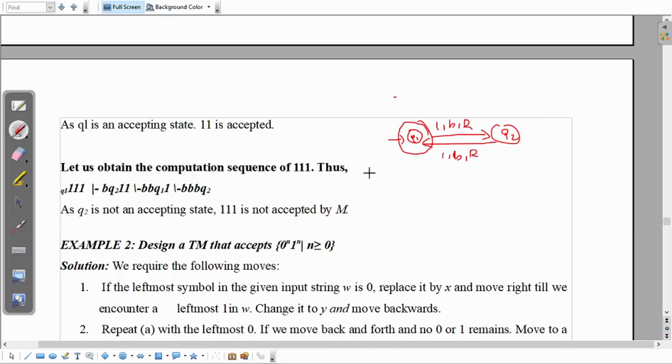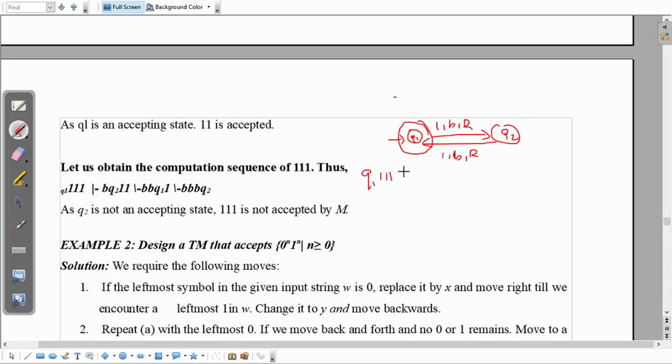So now I want to do a computation on 111. Clearly the number of ones here is odd, so it shouldn't be accepted by this machine. That means even if you have read all the characters, it should not land in the accepting state. Instead, it should land somewhere else.